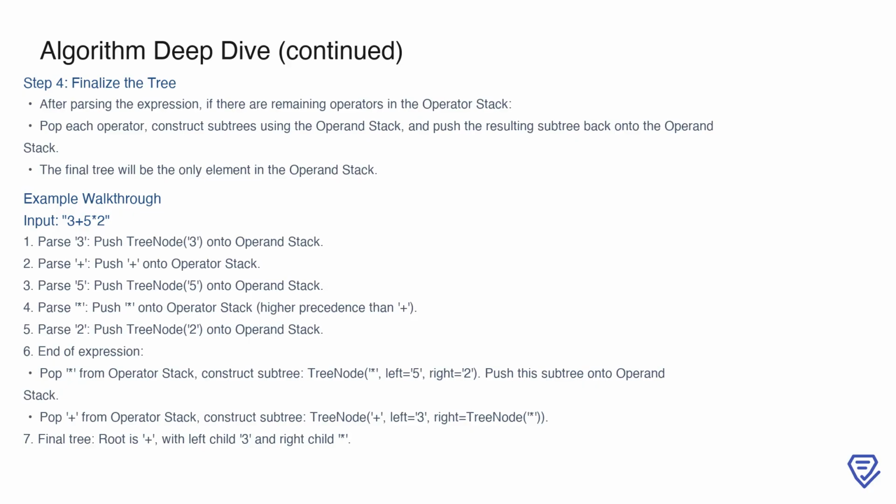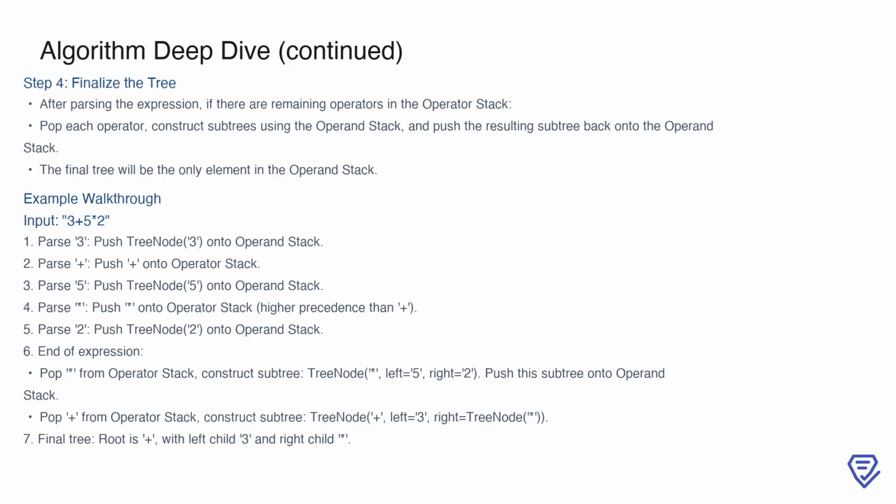Let's walk through an example to see how this works. For the input 3 plus 5 asterisk 2, we first push 3 onto the operand stack as a tree node. Next, we push the plus operator onto the operator stack. Then, we process 5, pushing it as another tree node onto the operand stack. The asterisk operator is next. Since it has higher precedence than plus, it goes onto the operator stack. We then process 2, pushing it as a tree node onto the operand stack.